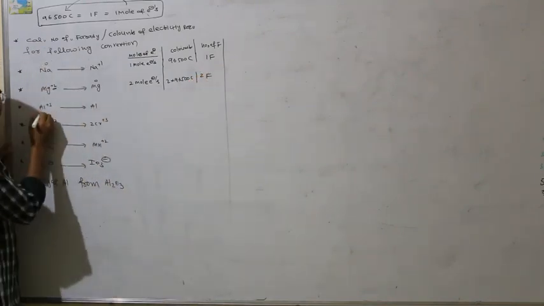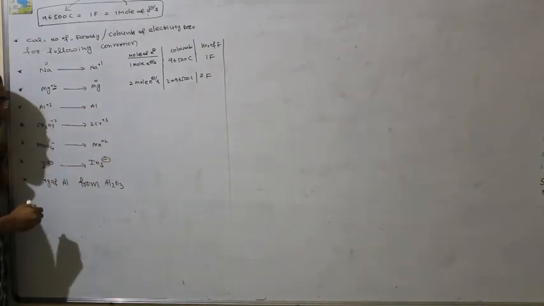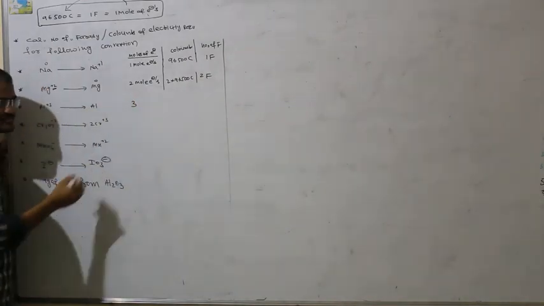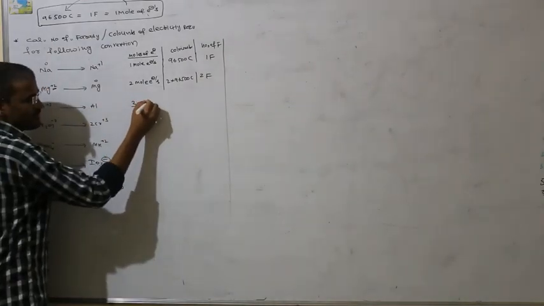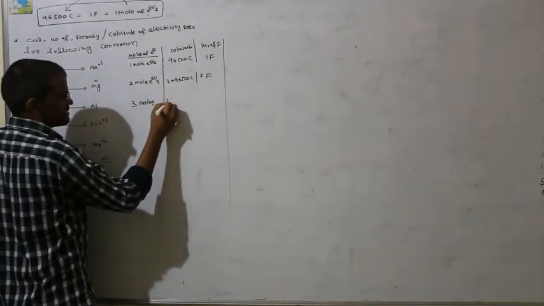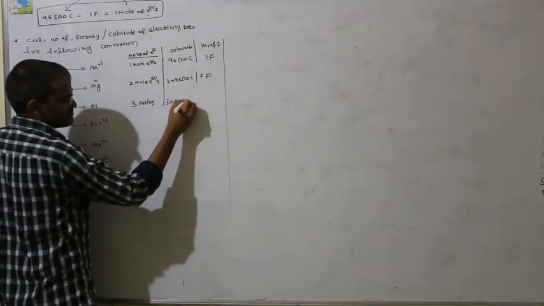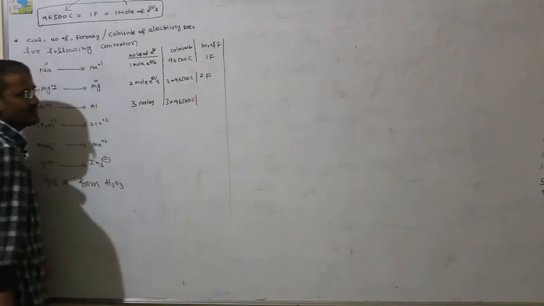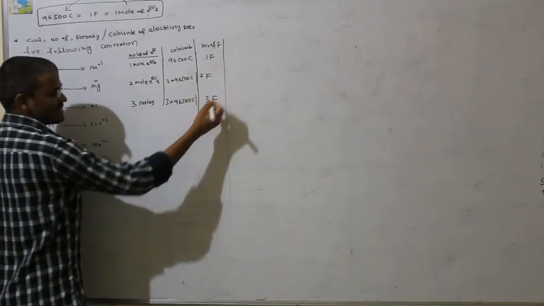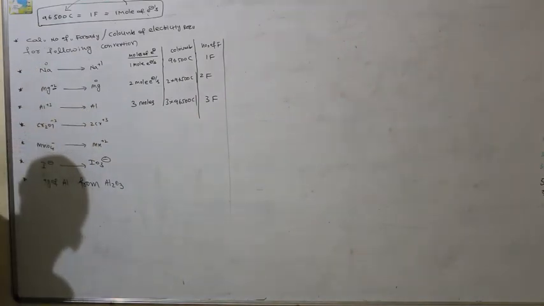In the same way, take aluminium, Al plus 3 converted into Al. Number of moles of electrons involved? 3, so 3 moles. How many coulombs are involved here? 3 into 96500 coulombs, or else 3 Faradays of electricity participated.